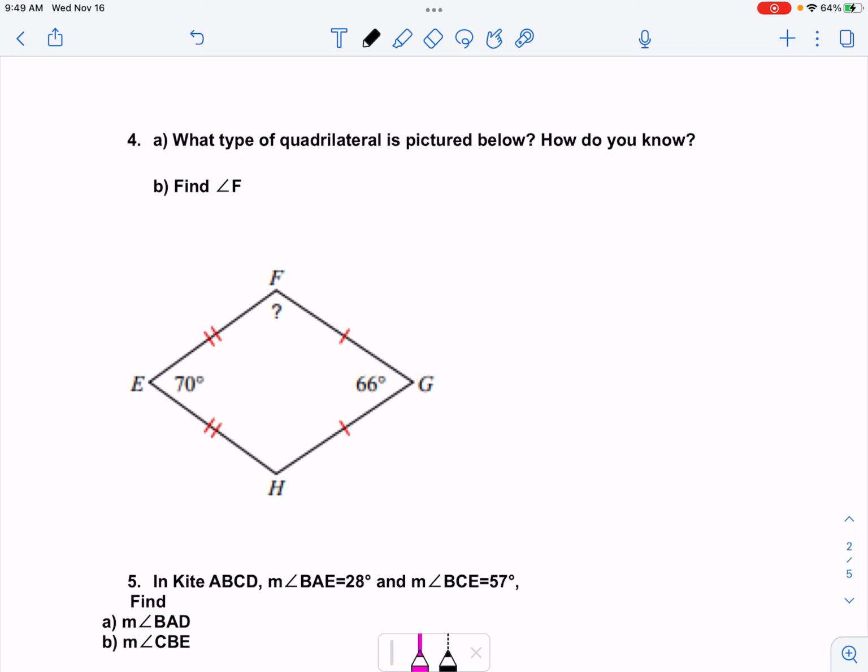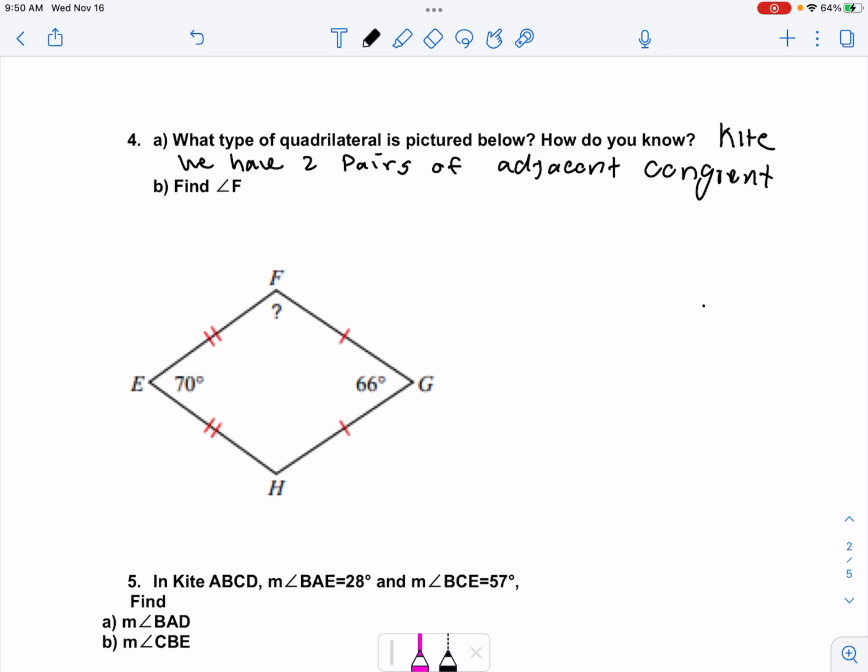Right, none of the sides are parallel. And then we also have the consecutive interior, instead of it being like a parallelogram, where opposite sides are congruent. Opposite sides aren't congruent, right? So the reason why I know that this is a kite is because we have 2 pairs of adjacent congruent sides.